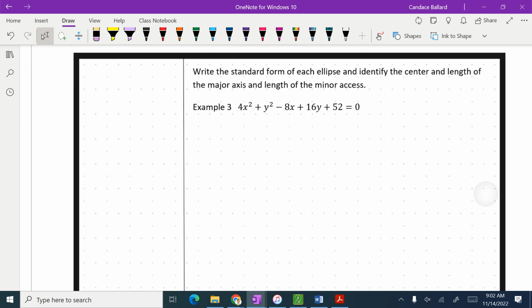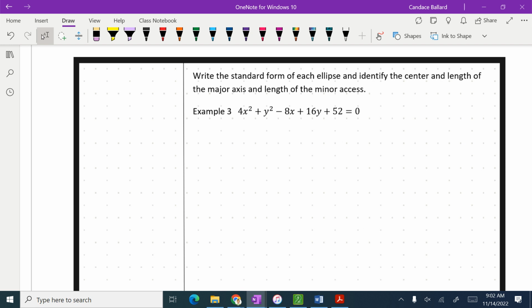All right, so what we're going to do in this one is we're going to write the standard form of the ellipse, identify the center and the length of the major and the length of the minor, okay? I'm going to start it the same way I started the circle. I'm going to rearrange and move the constant to the right side. So I'm moving that over, so that's going to be negative 52. And then I'm going to have 4x squared minus 8x plus y squared plus 16y.